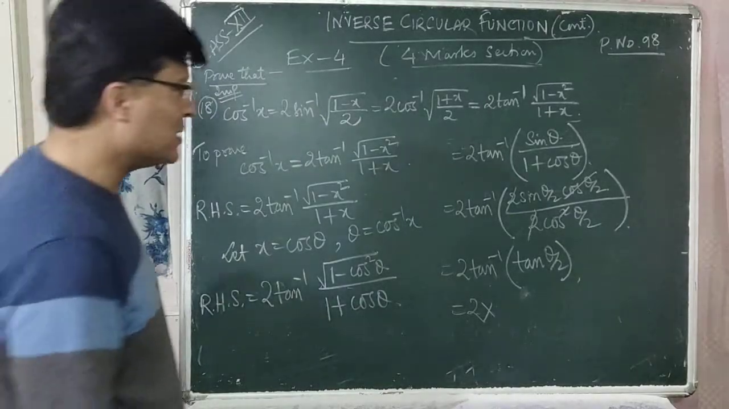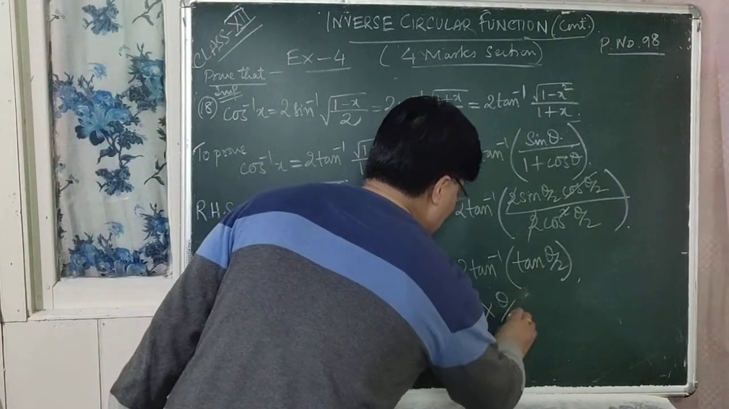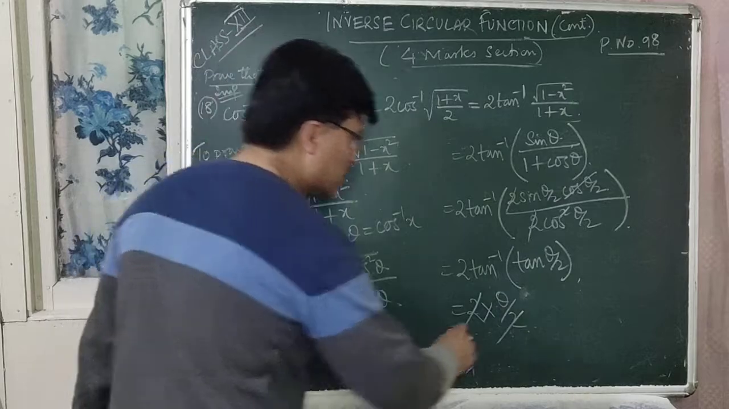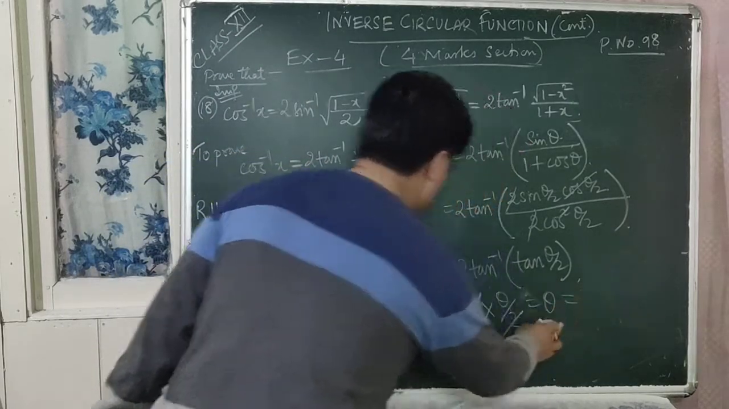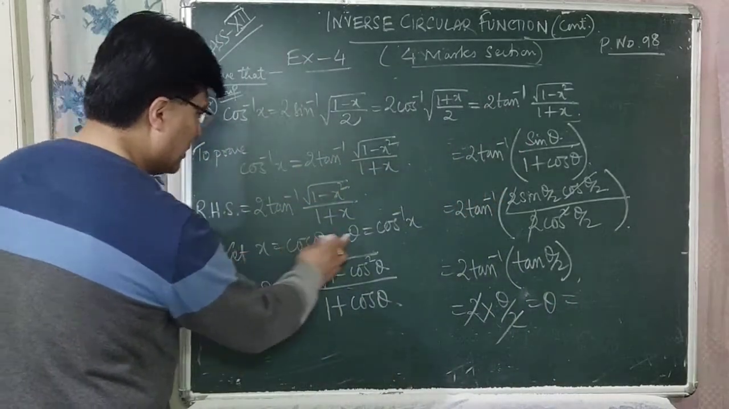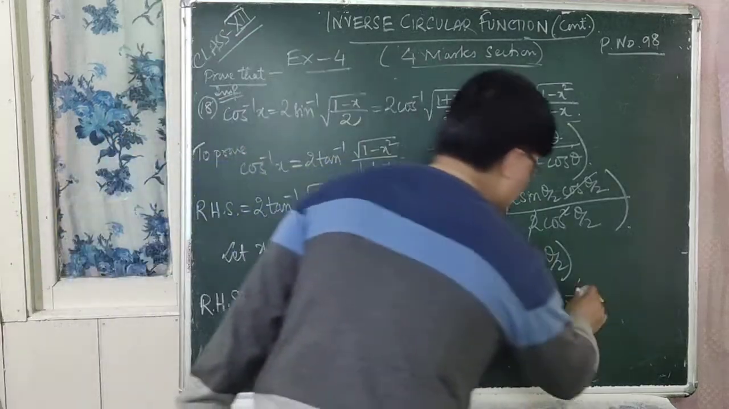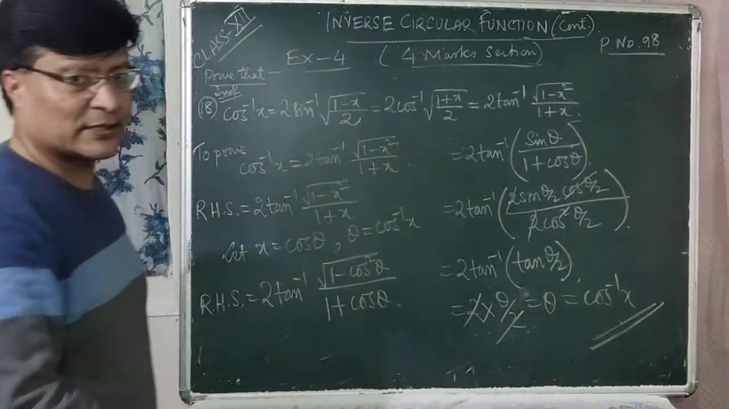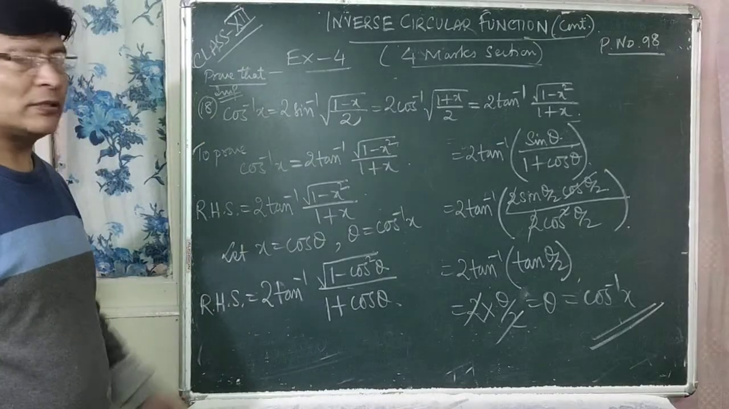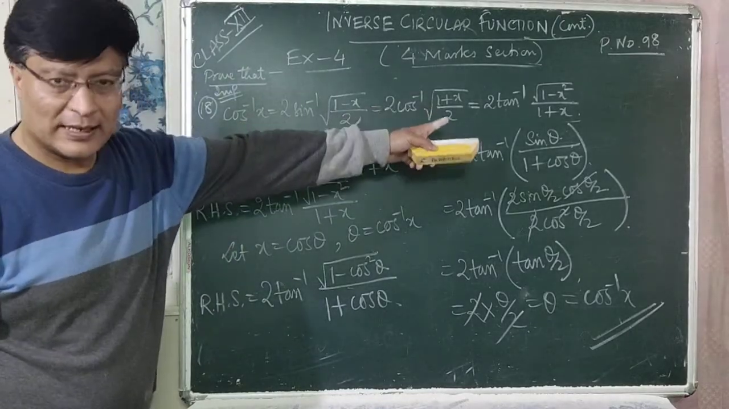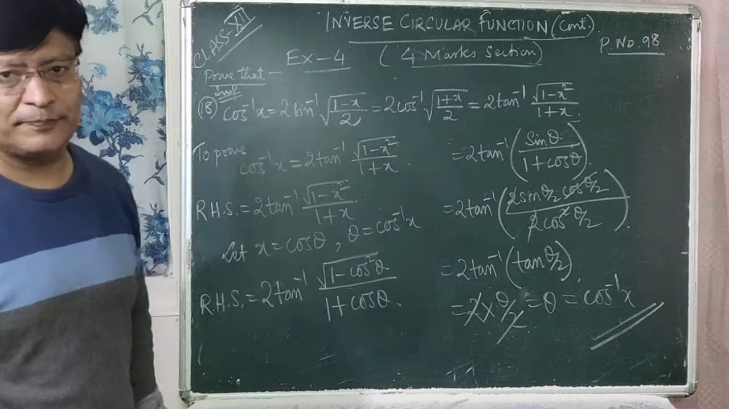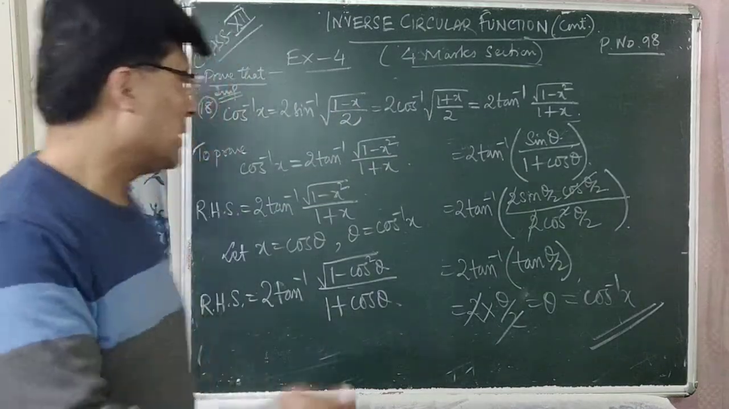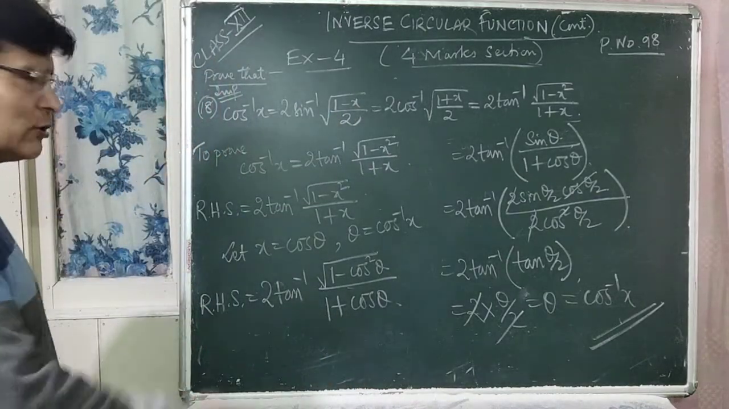What is tan inverse tan theta by 2? It is theta by 2. So here 2 gets cancelled, which is equal to theta. Now what is theta? It is cos inverse x. So theta is equal to cos inverse x. That is, we have proved first is equal to last, that is, first is equal to fourth. Is that understood? So you can copy it.